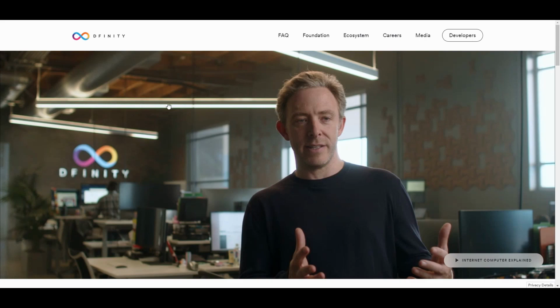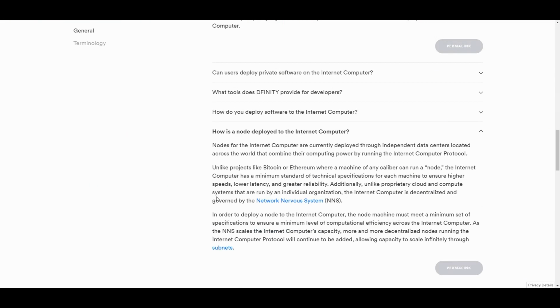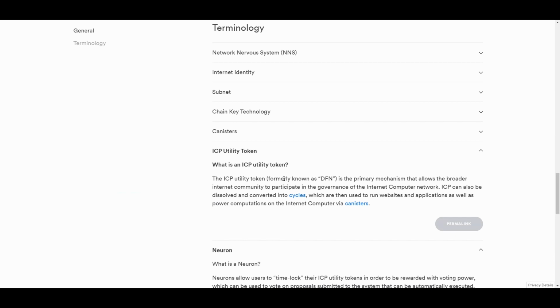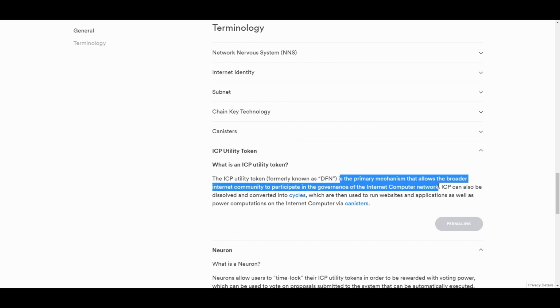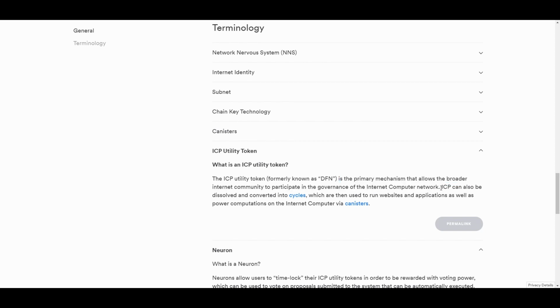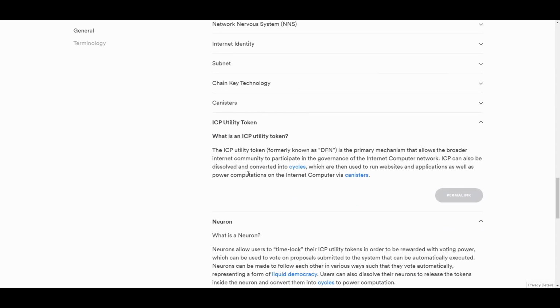With that being said, let's move on to the token. The ICP token is a utility token. The ICP utility token is the primary mechanism that allows the broader internet community to participate in the governance of the internet computer network. ICP can also be dissolved and converted into cycles, which are then used to run websites and applications, as well as power computations on the internet computer via canisters.